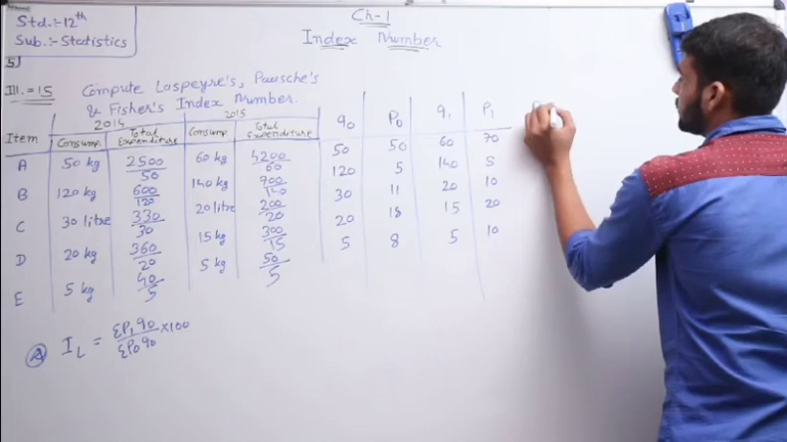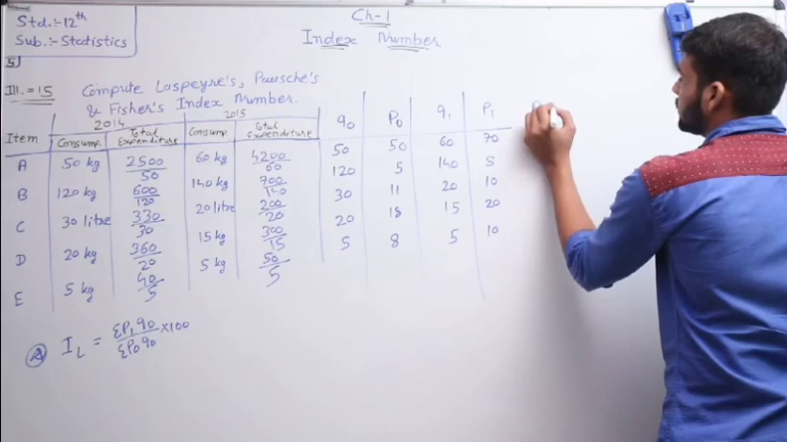So IF is equal to under root IL multiplied by IP. So what is the Laspeyres index number? 126.63 multiplied by 128.84. So our answer is 127.73. It means all index numbers are nearby. The index numbers 126, 128, 127 mean all types of index numbers are nearby, they are near the value. Okay, students?